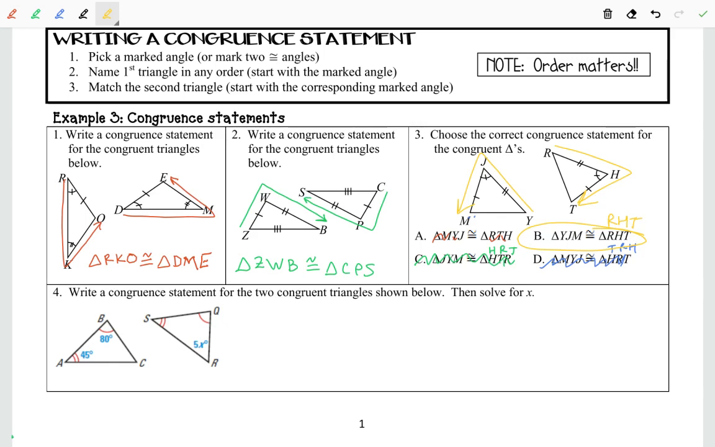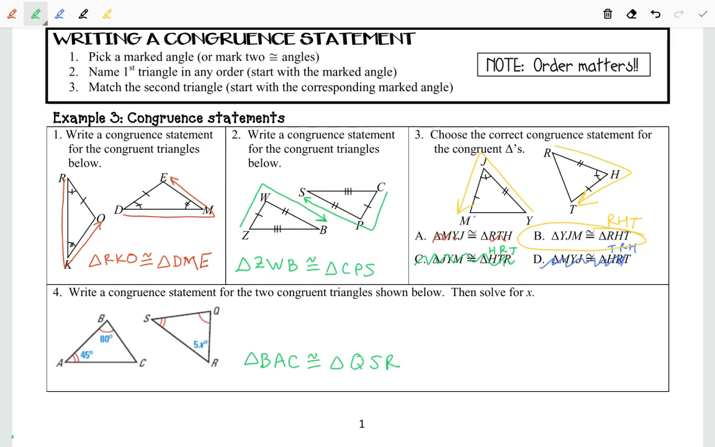Okay, for number 4, we are told that these triangles are congruent. We just have to figure out the order in which they match up. And then we have to solve for x. So I'm just going to make this easy on myself, and I'm going to go 1 tick mark in the angle, then 2 tick marks in the angle, then blank. So BAC. So triangle BAC is congruent to triangle. So I want to go 1 to 2 to blank. So QSR.